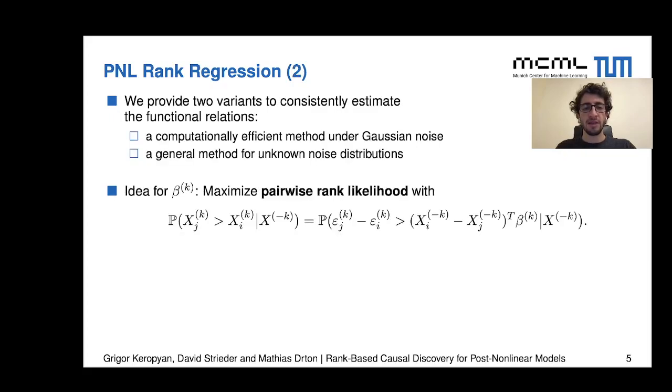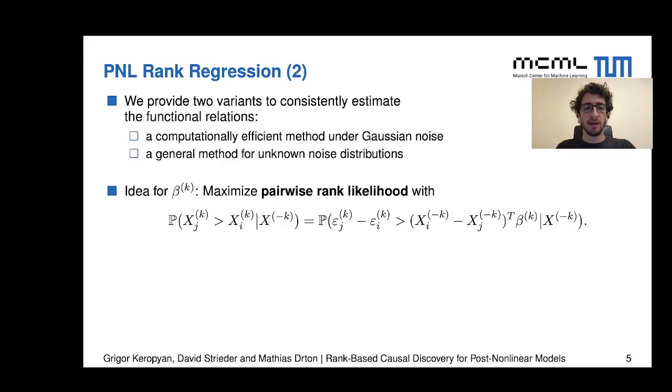We note that since f_k preserves the ranks, we don't need concrete knowledge of f_k to estimate beta if we use rank-based methods. We propose to maximize the pairwise rank likelihood by using that in PNL regression models, the probability of one sample being larger than the other depends solely on the distribution of noise, the remaining variables, and beta. We consider 2 cases here, when the distribution of noise is Gaussian and the general case with unknown noise distribution.